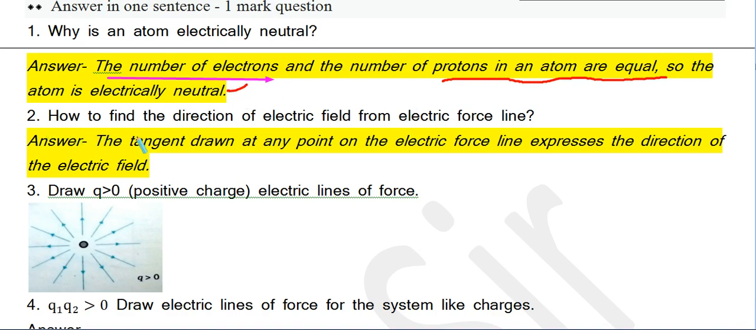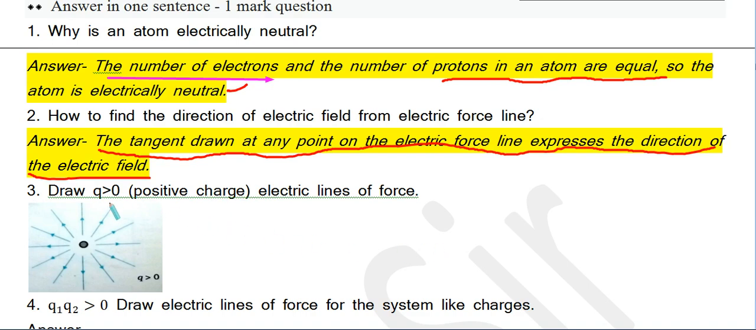Next question, how to find the direction of electric field from electric line of force? The tangent drawn at any point on the electric line of force gives the direction of the electric field. Question number 3. Draw the electric lines of force for positive charge, Q greater than 0.